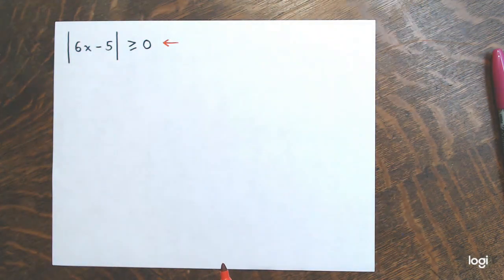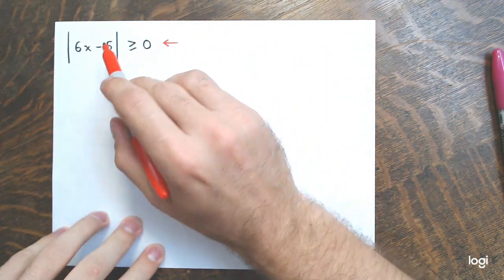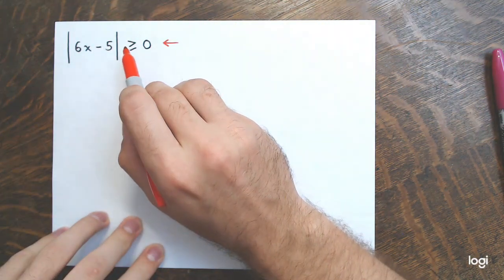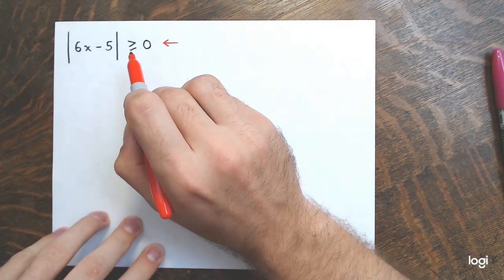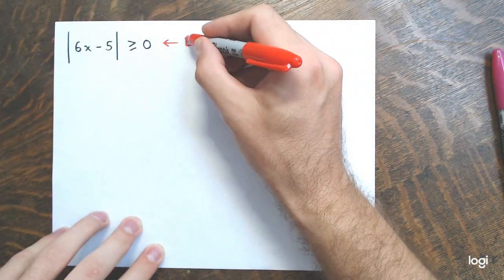Here, I have the absolute value isolated, and I say what numbers have an absolute value greater than 0 or equal to 0? That's every number. Every real number.